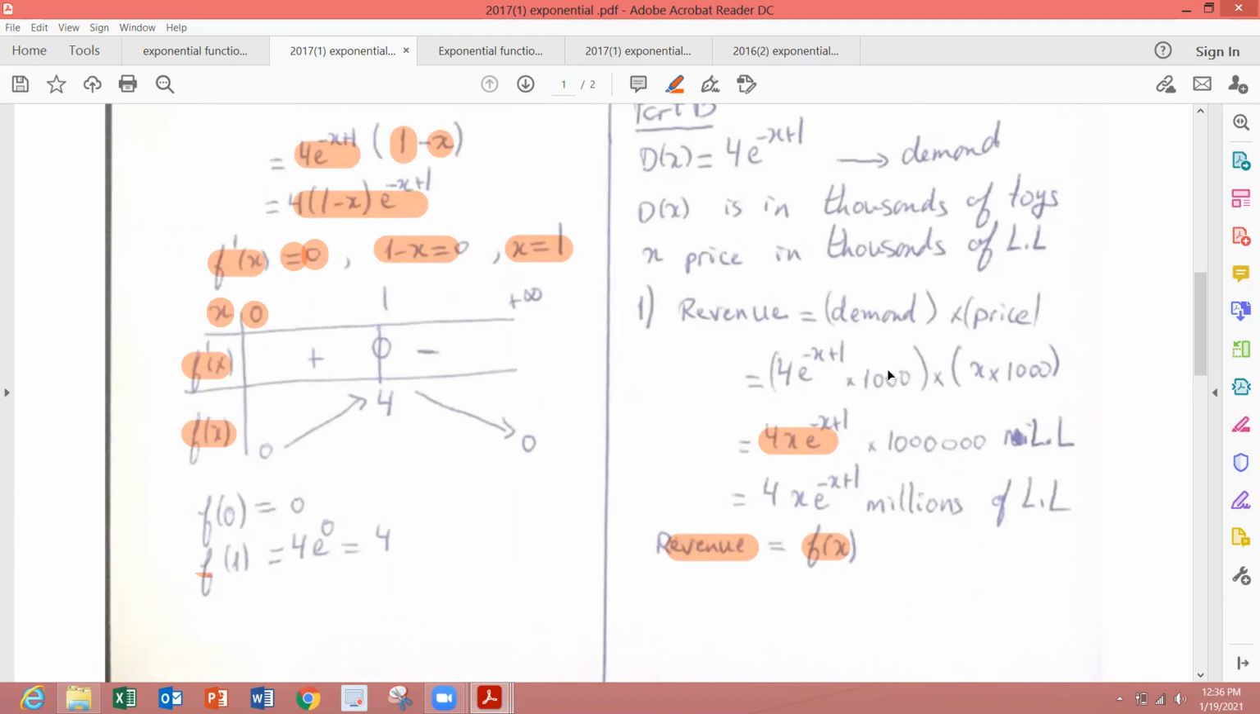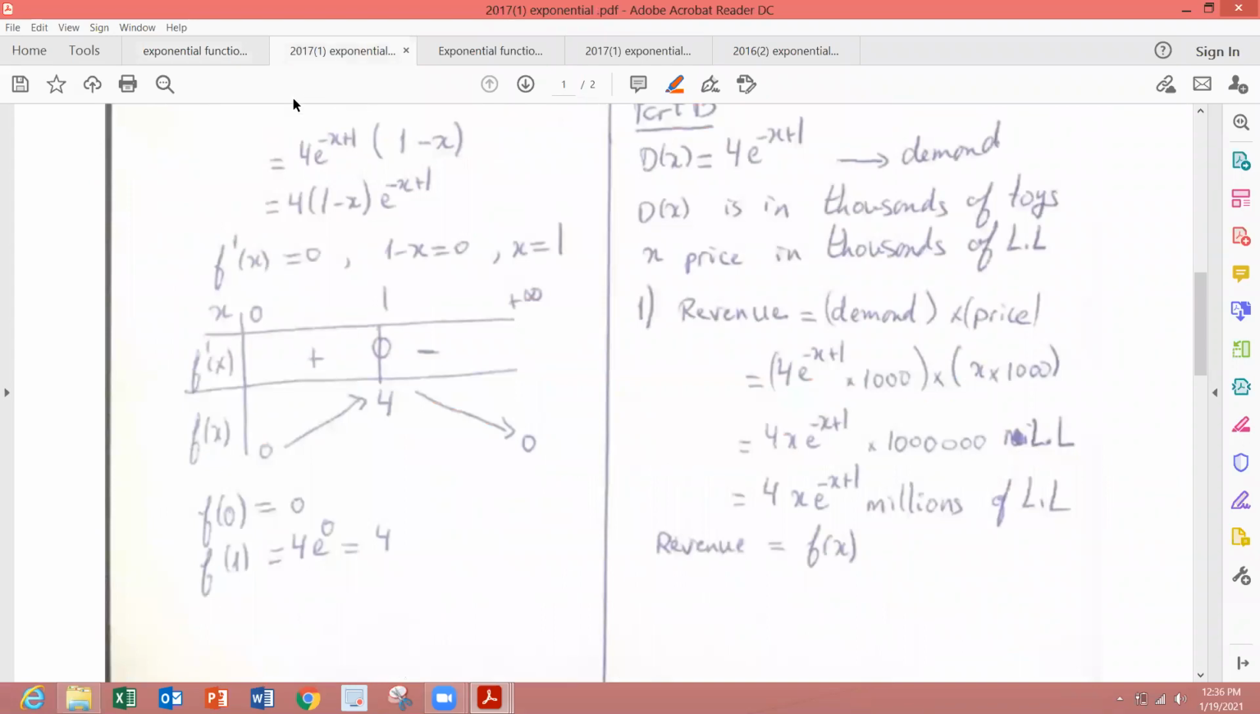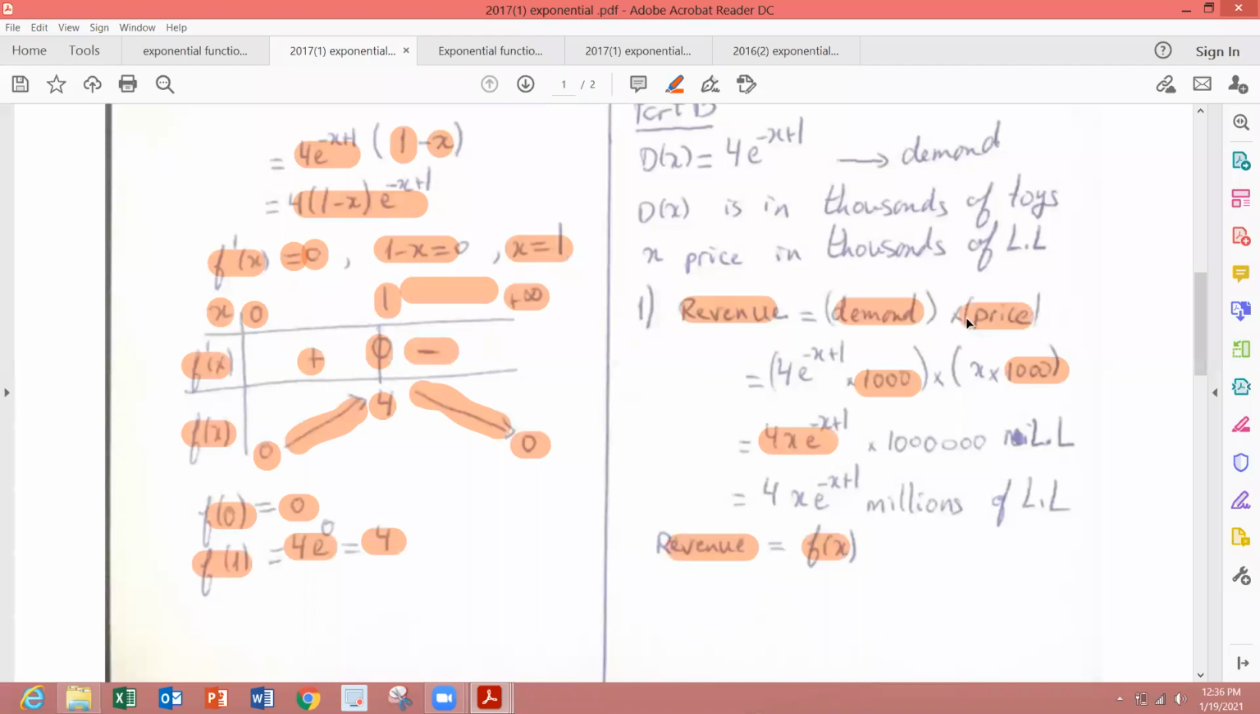So without these zeros I can put it directly, but it wants it in millions, as you notice here: find the revenue obtained from selling the demand quantity, expressed in millions of Lebanese lira. We need to prove that it is expressed in millions of Lebanese lira. This is why we say revenue equals demand times the price.